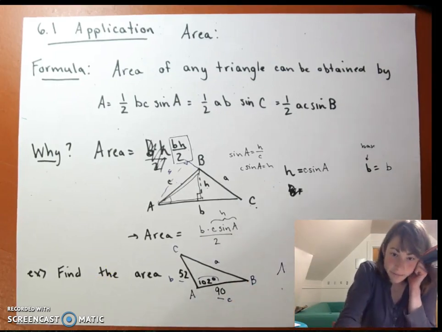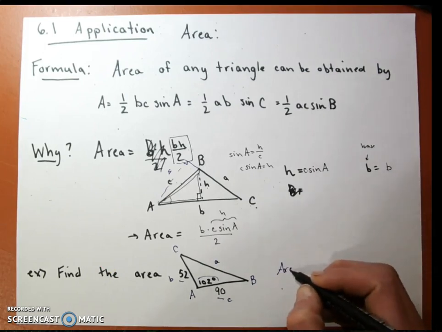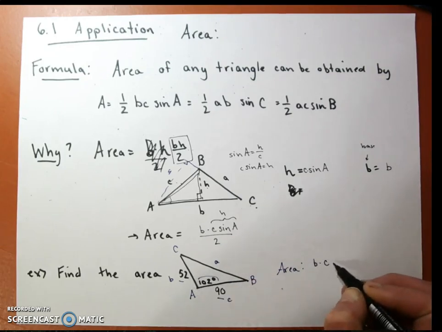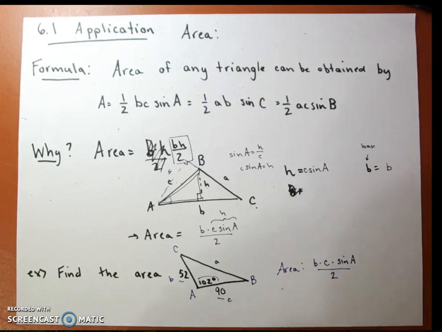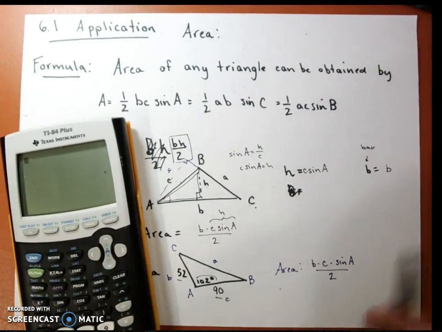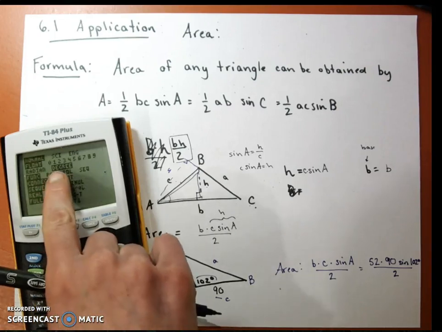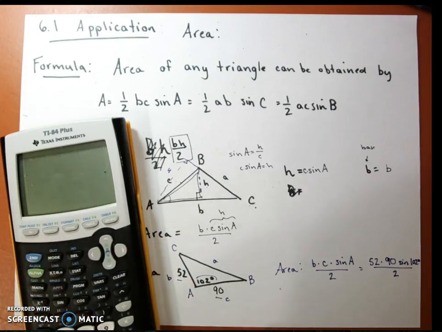So then the area is going to be B times C times sine A over 2. And I'll use my trusty calculator to calculate that. B is 52, C is 90, sine of A is sine of 102 degrees, and I divide by 2. So first I check and make sure I'm in degree mode, since I'm dealing with degrees, and I am. So now I do 52 times 90 times sine of 102 and divide that by 2.